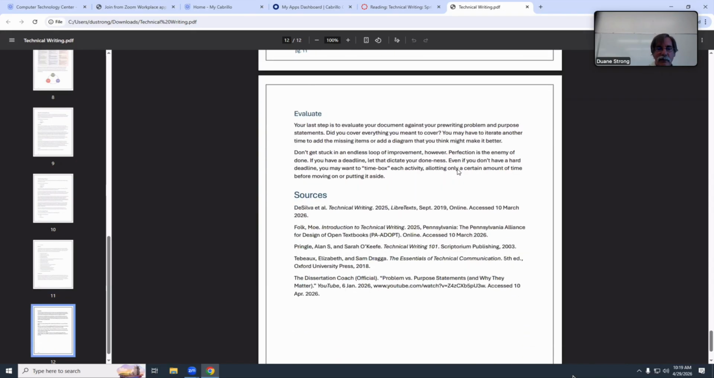And then the last activity in this phase is evaluate. This is where you look at your draft, hopefully your final draft, but maybe not. Compare it against those pre-writing problem and purpose statements that you did. Did you cover everything you meant to cover? If not, you may need to do another iteration. Get those missing items, or maybe you need to add a diagram you think will make this better.